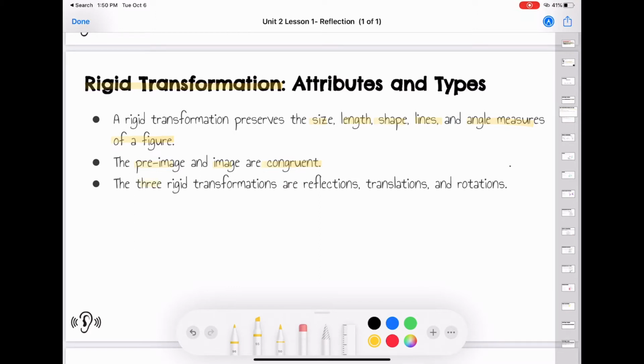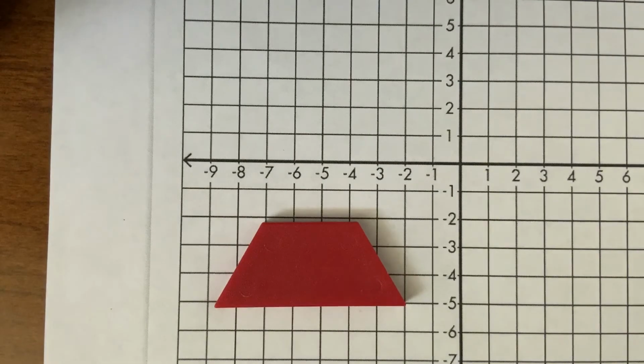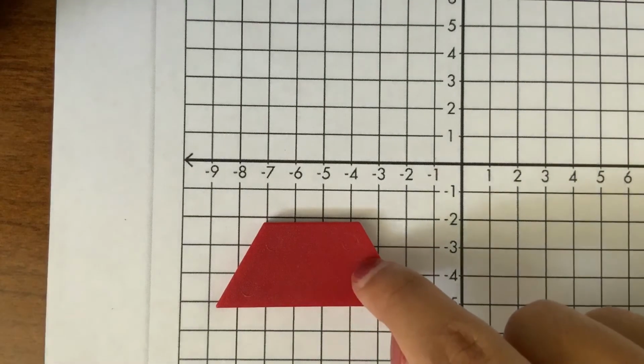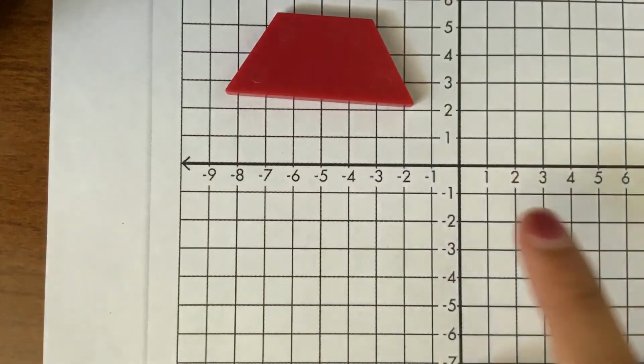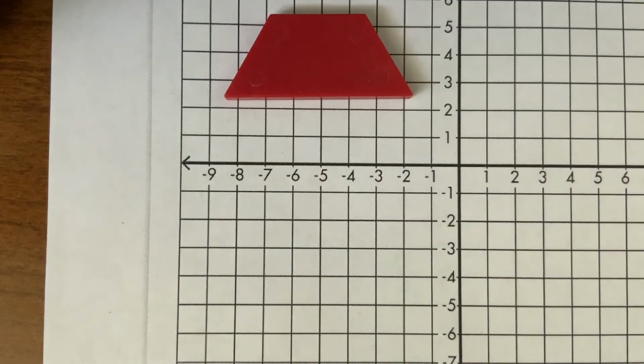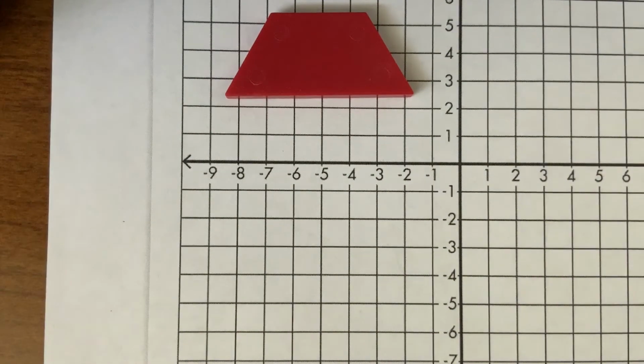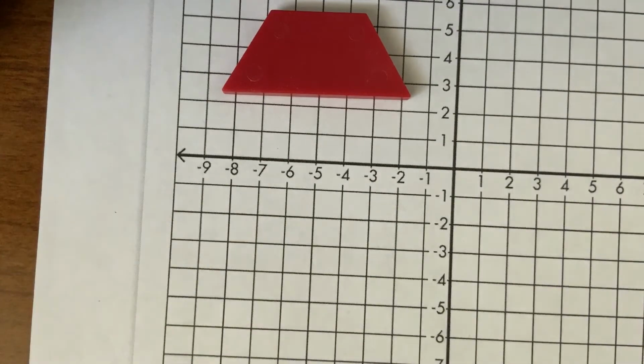There are 3 types of rigid transformations, and those are reflections, translations, and rotations. In today's lesson, we will be reviewing reflections, and we will get into translations and rotations later on next week. Here's one example of a rigid transformation. As we know, rigid transformations do not change the size, length, or shape of an image. As we see here, we have this tile. If I move this tile from here to here, that tile does not increase in size, shape, or length. It remains exactly the same. This is an example of a rigid transformation.